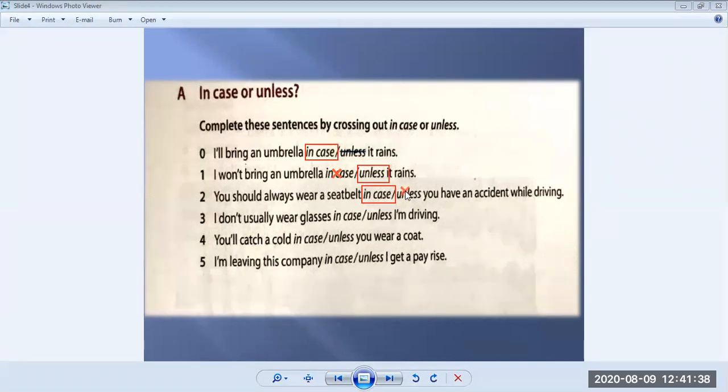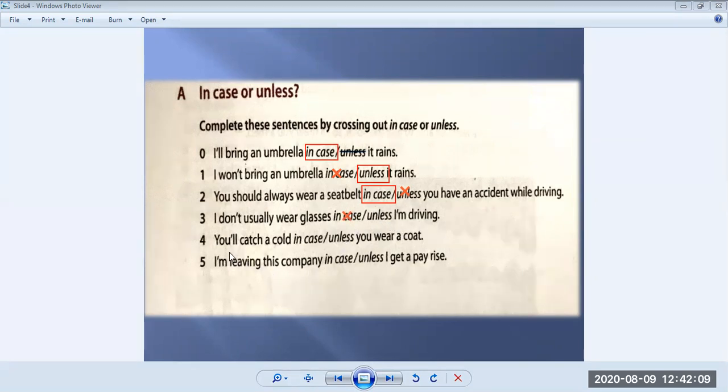It doesn't work. Okay. So next one, I don't usually wear glasses in class, in case, unless I'm driving. This is different. He is not wearing glasses in class, but he is driving here. If you put in case, it's going to be in case I'm going to drive. The logical meaning doesn't make sense. Unless I'm driving, to drive safely, he uses glasses. Otherwise, he doesn't use glasses.